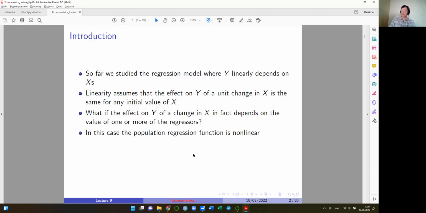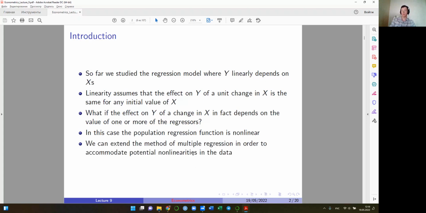In this case, the population function is going to be nonlinear. And today we will discuss how to deal with these nonlinear functions, how to model them, and how to interpret the results. And this is just a development of the previous 3 lectures when we spoke about the multiple regression model, because all we need to do is slightly modify those multiple regression models in order to allow these nonlinearities.